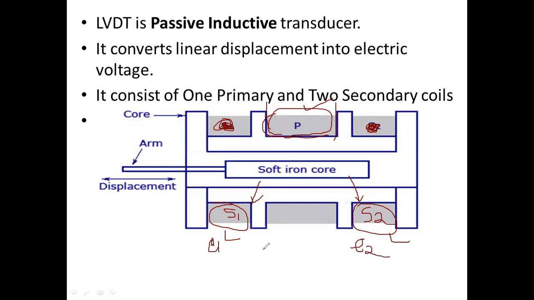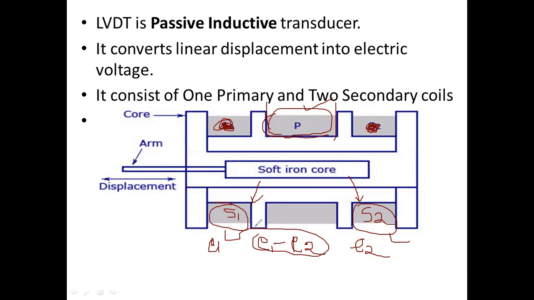Two EMFs will be induced here. Yes or no? So these two induced EMFs we have to compare. It may be E1 minus E2 or E2 minus E1, based on the connection. Which one is positive and which is negative? Based on that, we have to connect these two in series, positive to positive and negative to negative terminal. By considering that, it will be E1 minus E2.